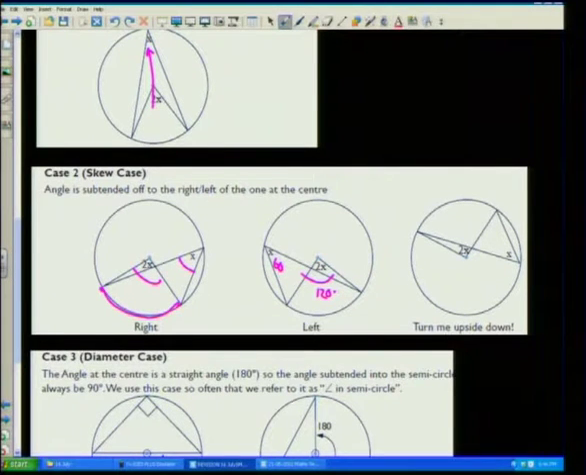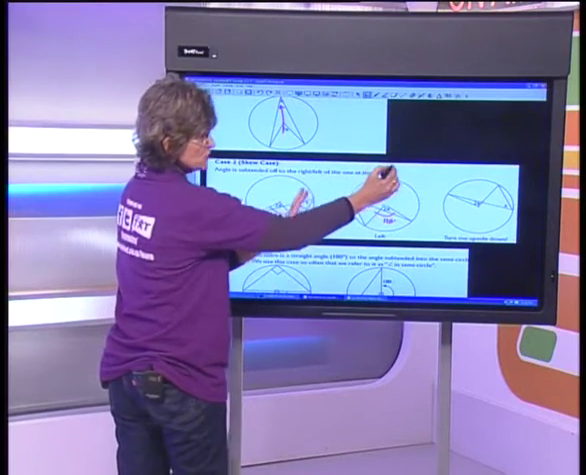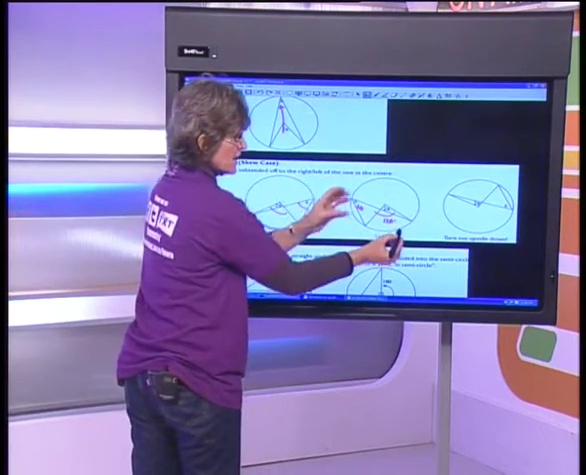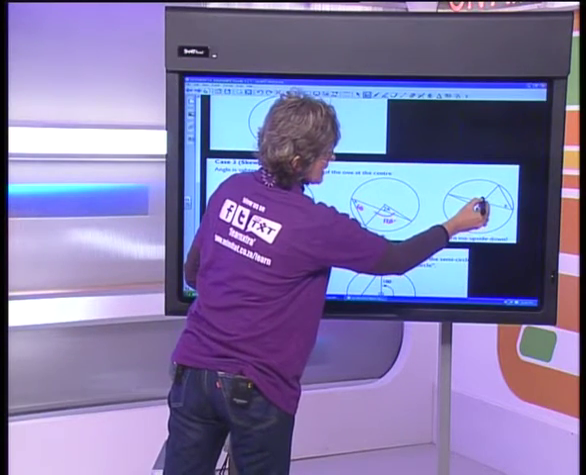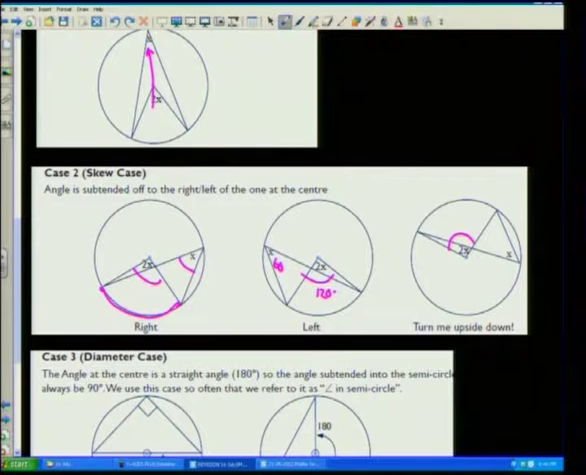And also, here what they tend to do is they tend to be a bit sneaky. They tend to turn the picture upside down. Well, so what? If I had to turn this back again, can you see again that this is the angle subtended to the center, and that one there is the one that they're talking about at the circumference.